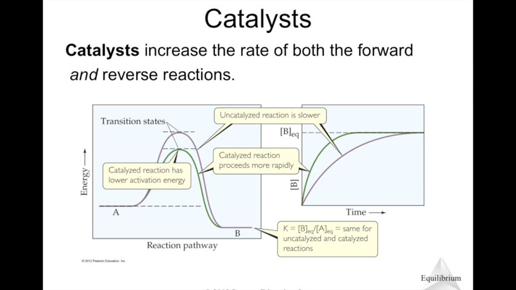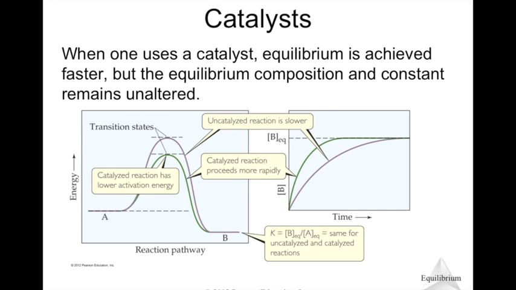Finally, talking about catalysts. We talked about those the unit before, something that increases the rate of a reaction. It's just important to know that it increases the rate of the forward and the reverse reactions. So they're both going to become faster. And if you use a catalyst, you do achieve equilibrium faster, but the overall equilibrium expression, the concentrations, those don't change. You just get there faster. So it doesn't really change the equilibrium expression. It just changes how fast it gets there. And that is that.